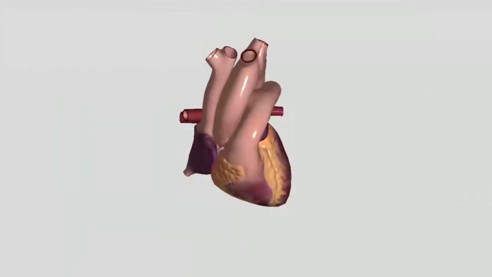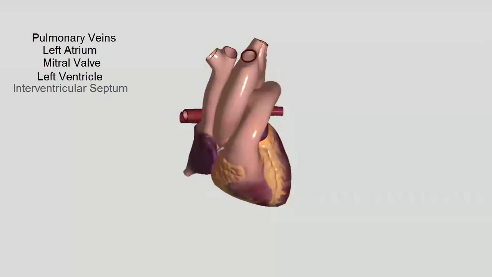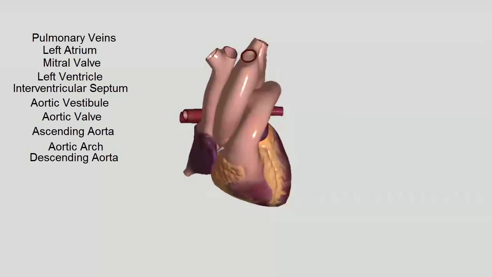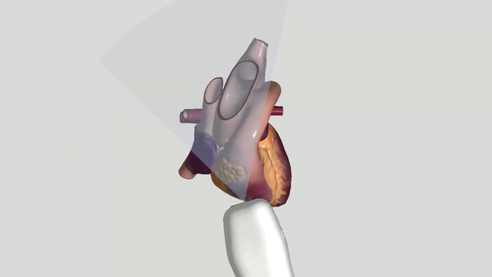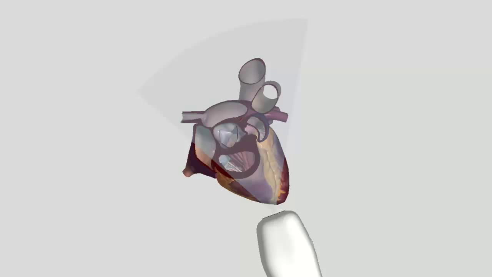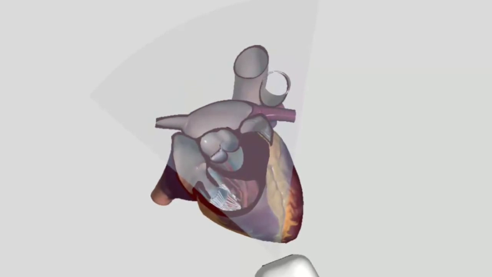Now we are moving on to the heart's left-sided features, which include the pulmonary veins, the left atrium, the mitral valve and its anterior and posterior papillary muscles, the left ventricle, the interventricular septum, the aortic vestibule and aortic valve, along with the aorta itself, and its ascending segment, arch, and descending segment. So I'm going to play a couple of seconds of video here, and then I'm going to pause it. There we go.